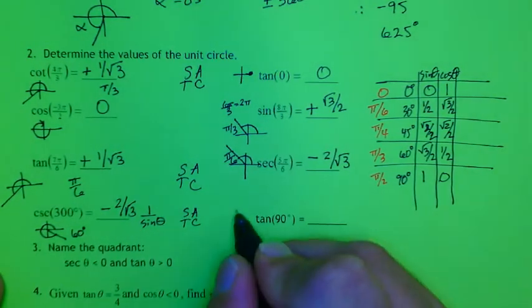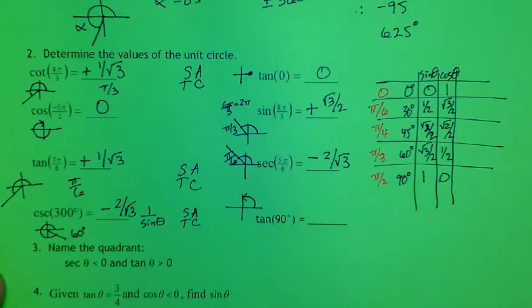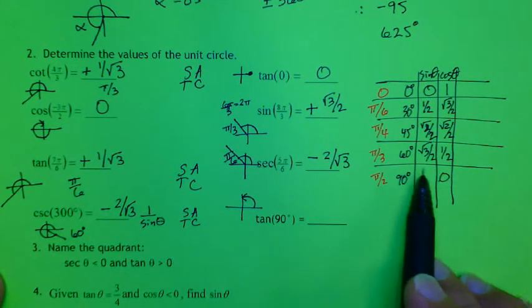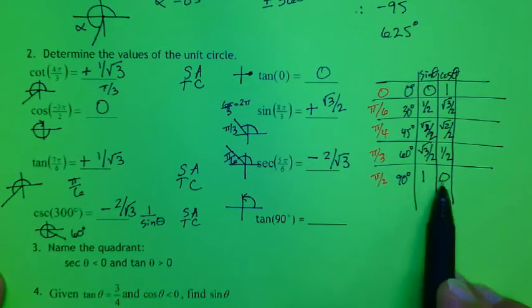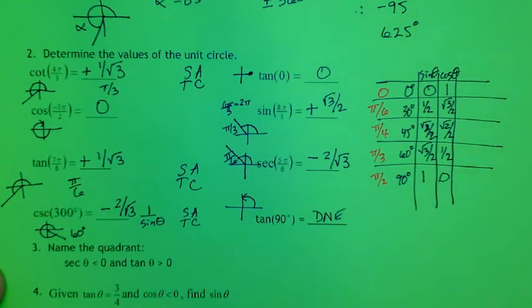And finally, the tangent of 90 degrees. 90 degrees is up here on the y-axis. On the y-axis, it's y over x, sine over cosine, so the tangent of 90 degrees does not exist.